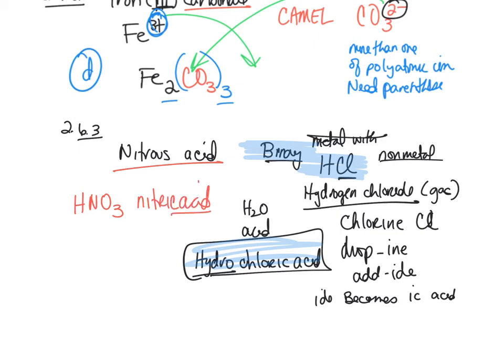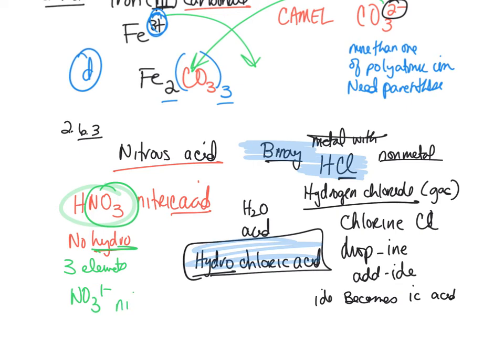Okay, so nitric acid. Notice that there's no hydro, and that's because we have three capital letters there. You have three elements, so that should tell you you're not going to have hydro. And so this is NO3, 1 minus, is nitrate. Okay, it's one of those polyatomics.